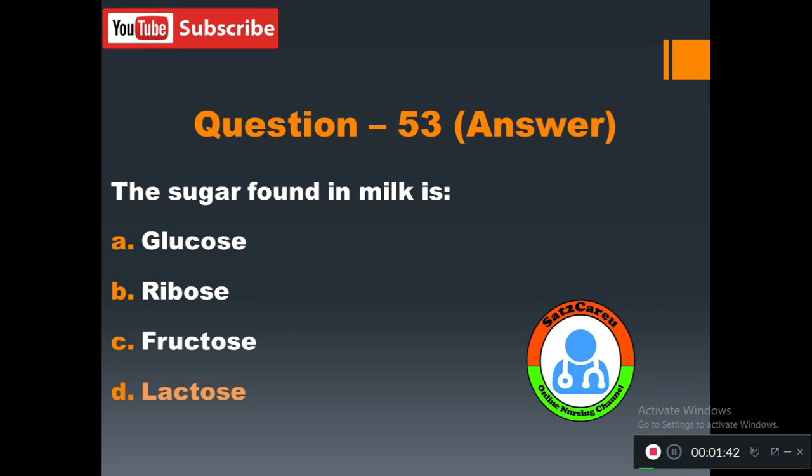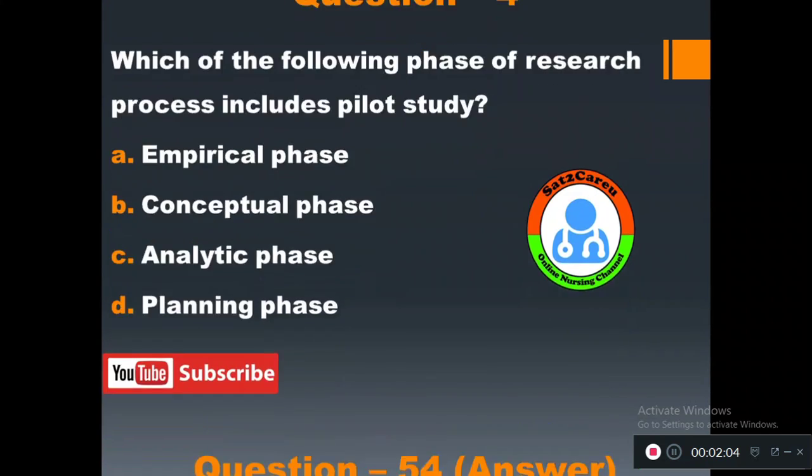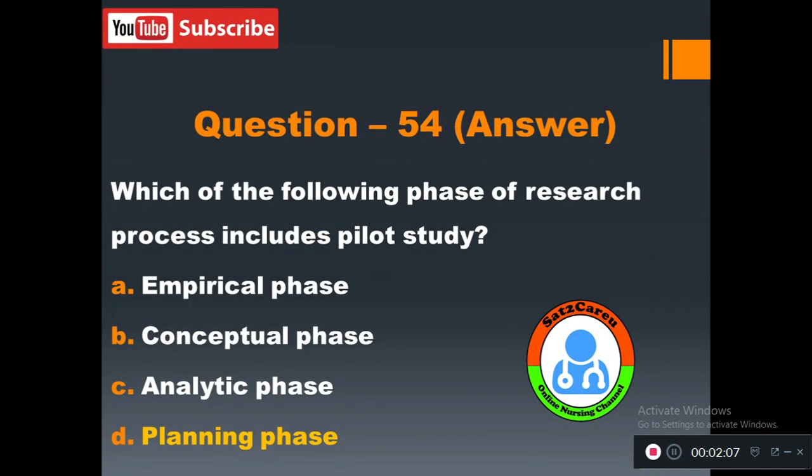Question number 54. Which of the following phase of research process includes pilot study? Option A, empirical phase, B, conceptual phase, C, analytic phase, and D is planning phase. The right answer is planning phase, pilot study comes under. So option D is the right answer.